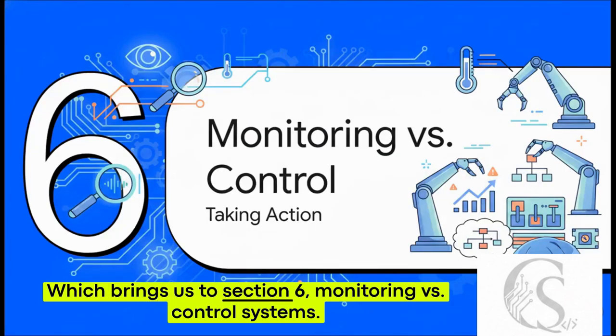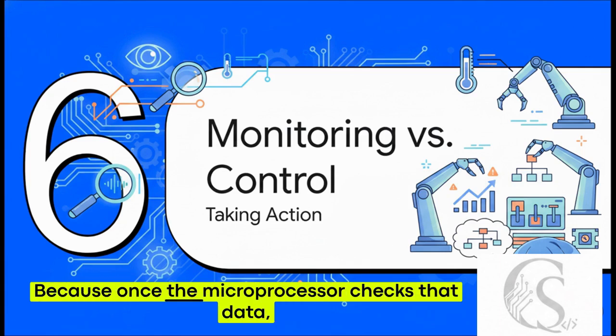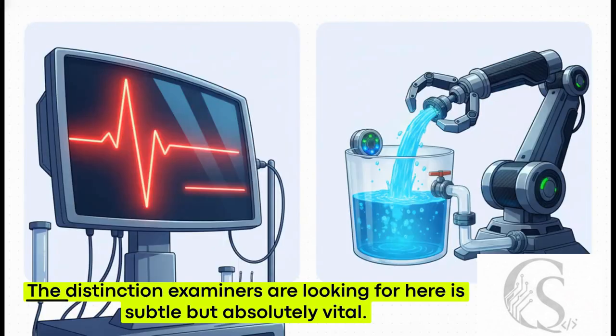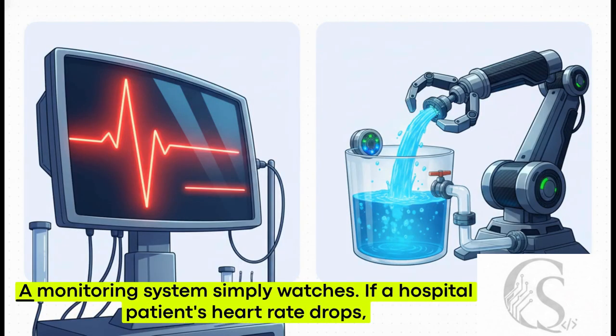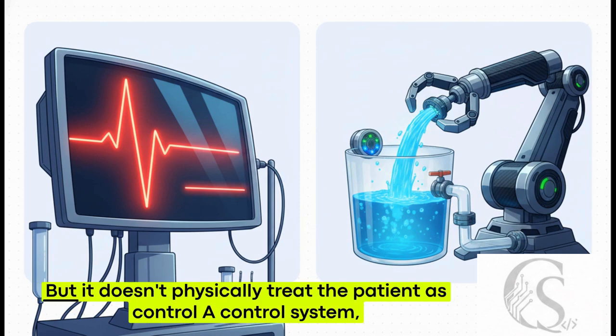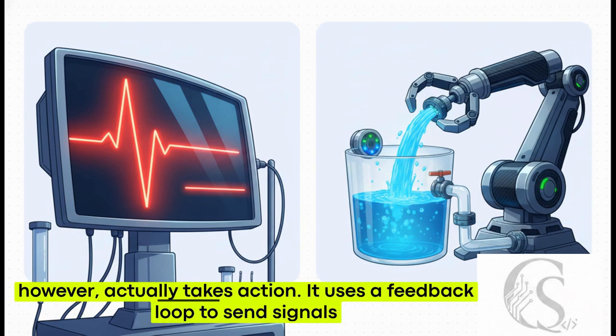Which brings us to Section 6, Monitoring versus Control Systems, because once the microprocessor checks that data, it has to decide what to do next. The distinction examiners are looking for here is subtle but absolutely vital. A monitoring system simply watches. If a hospital patient's heart rate drops, the system sounds an alarm to alert a nurse, but it doesn't physically treat the patient itself. A control system, however, actually takes action.